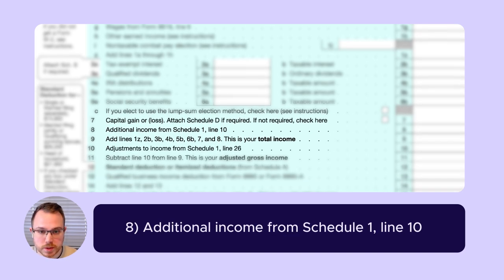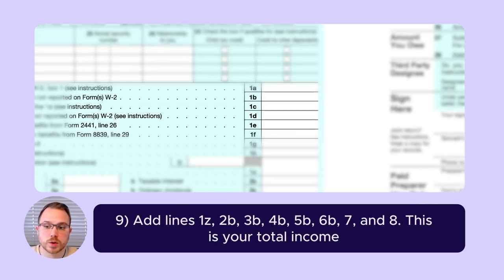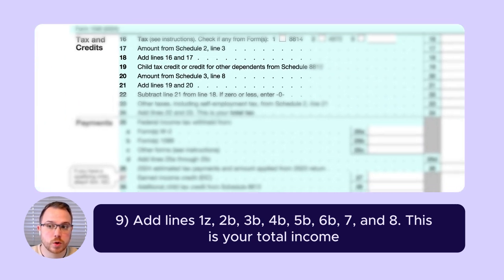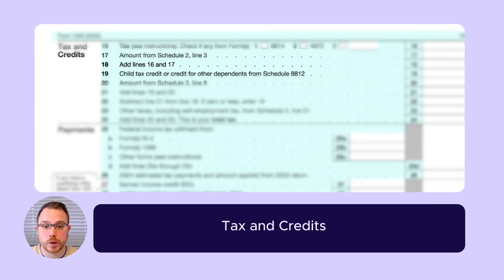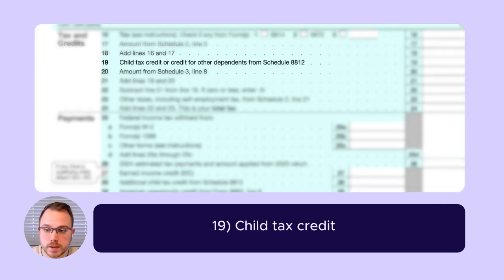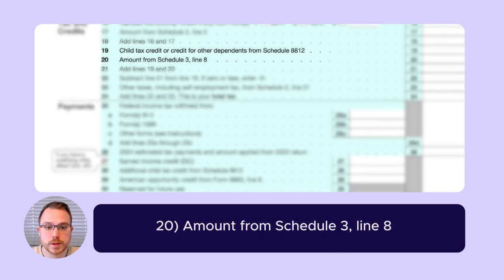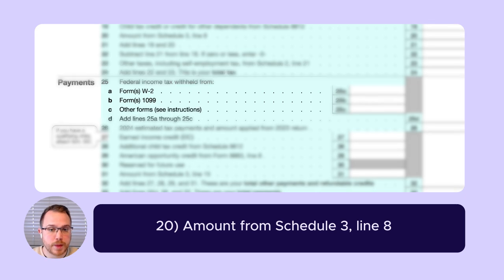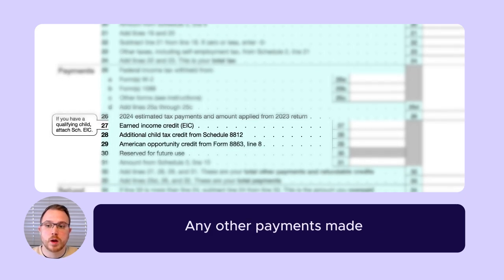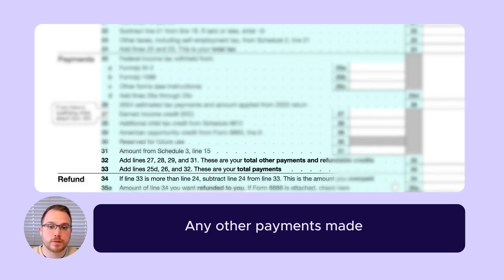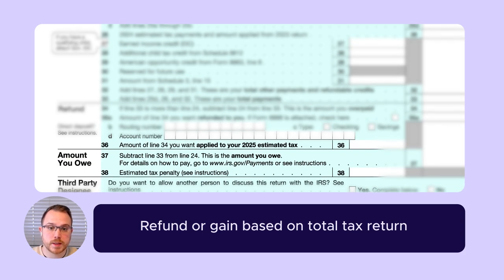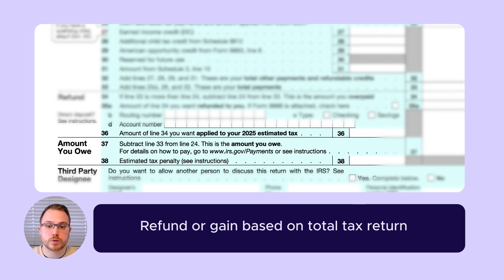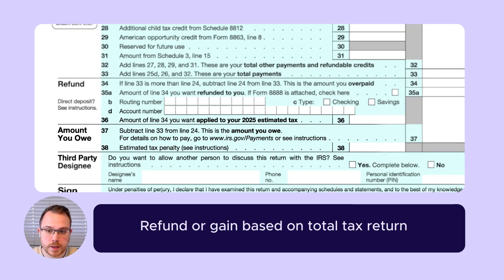Then you have any adjustments to your income. You also have any credits or deductions, if you have a child or any dependents, things of that nature. Then there's a section for any other reportable income, any payments made, things of that nature. And at the very end, you'll have either a refund or a gain based on your total tax return and all of the information you provide.